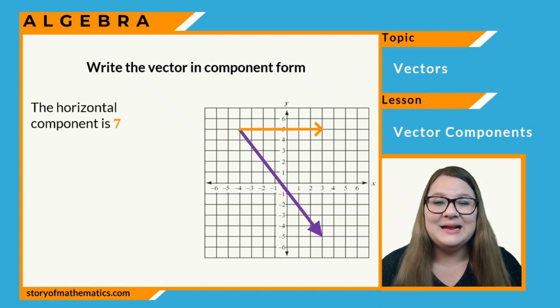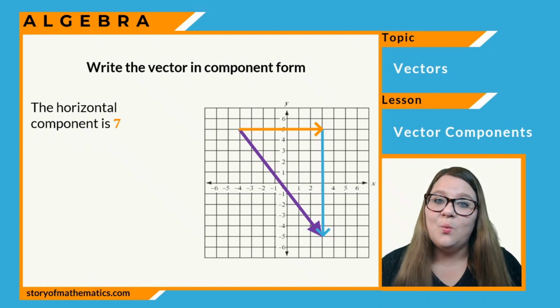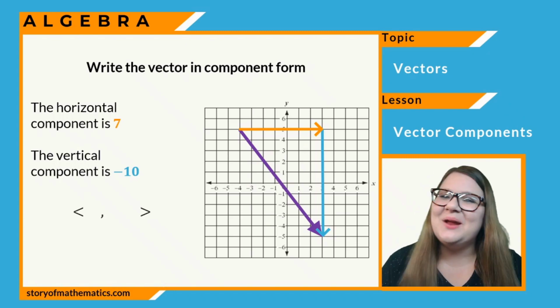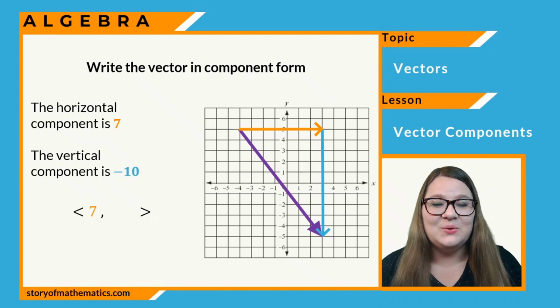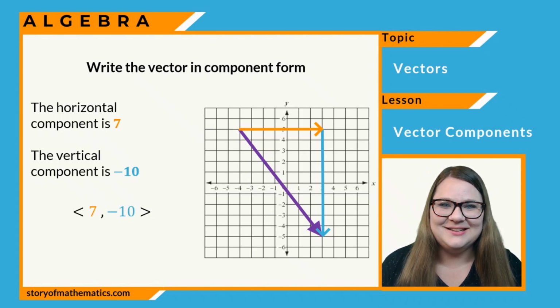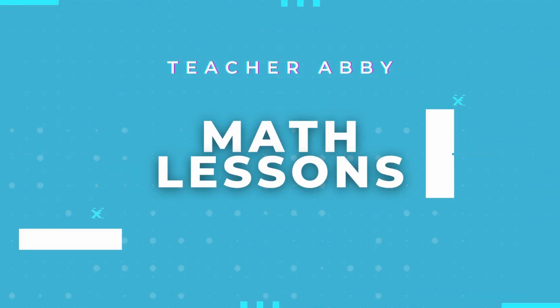Then from there, I'm going to complete my triangle by counting down. And because I went down, that means my vertical component is negative. In this case, when I count how many I go, -10. So when I write this in component format, I'm going to start with the 7 in the horizontal component and -10 in the vertical component. And that's how you break vectors down into their components.